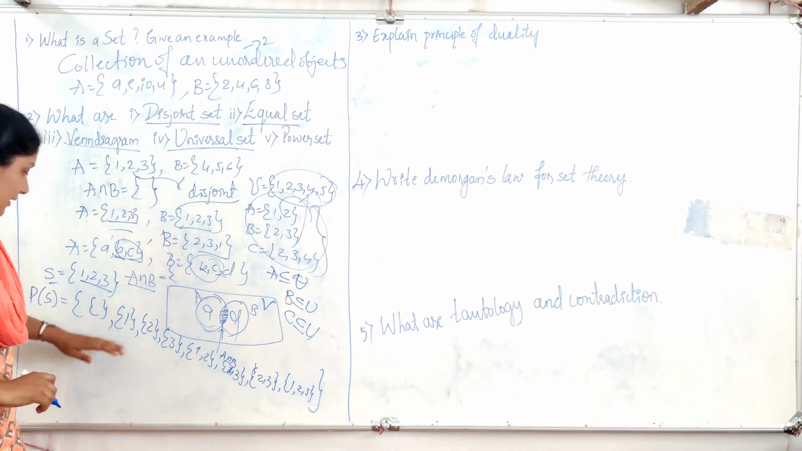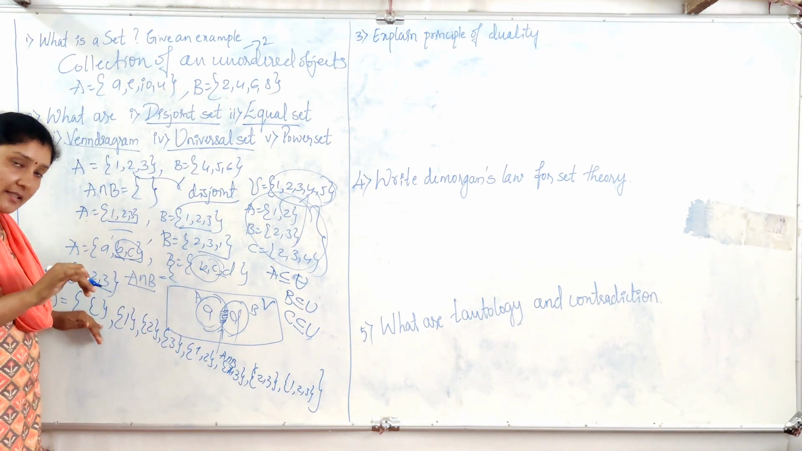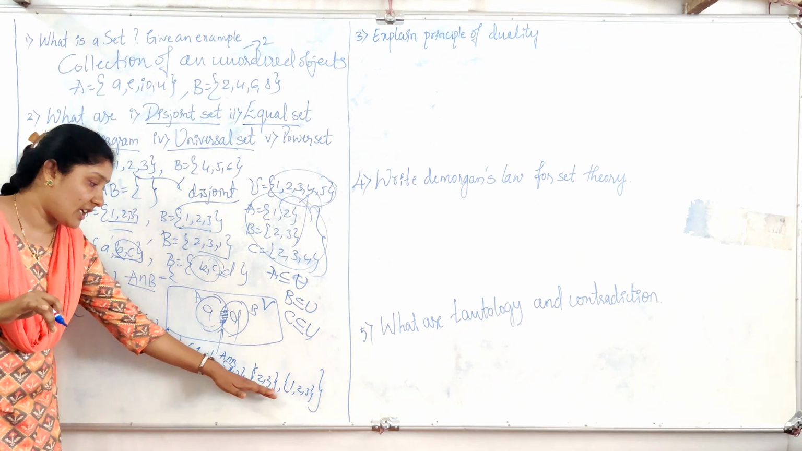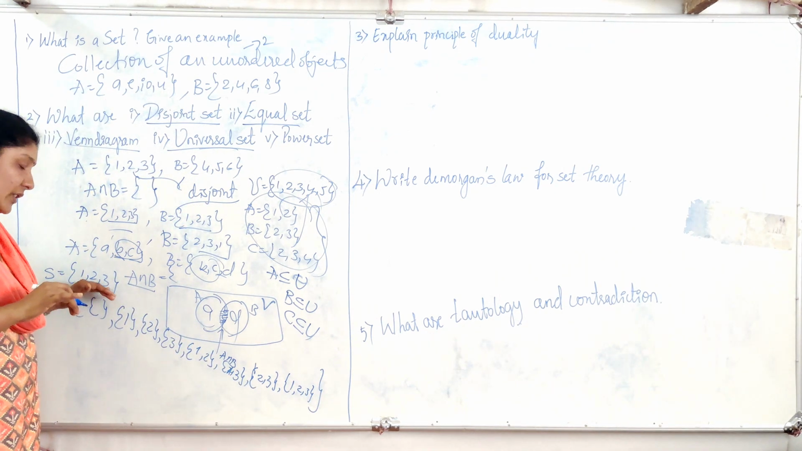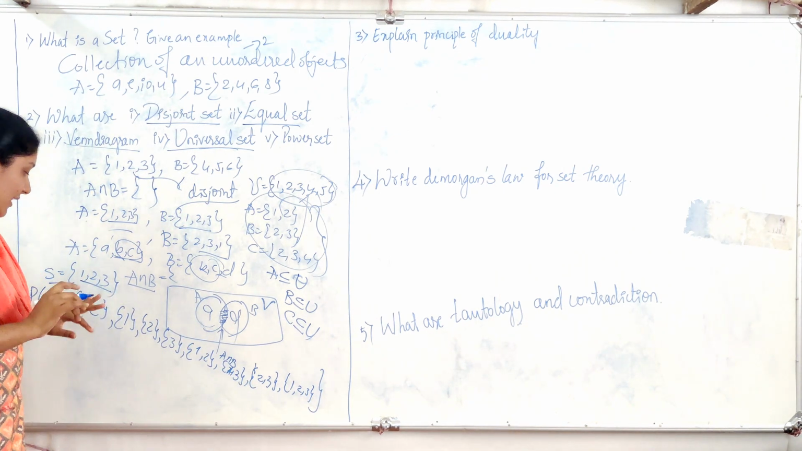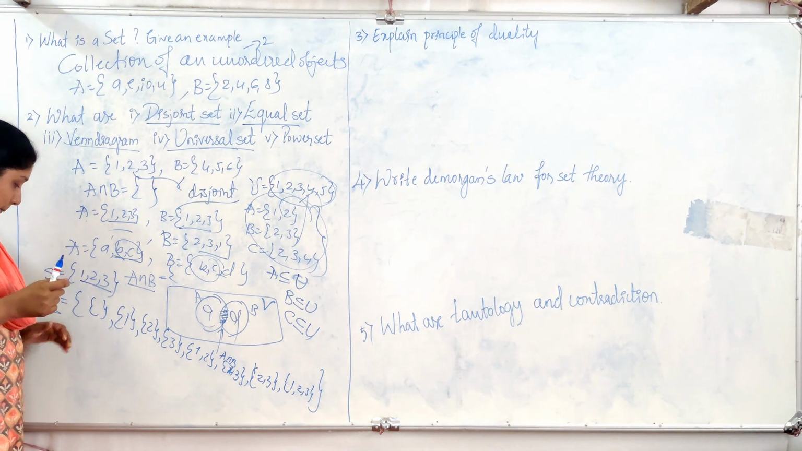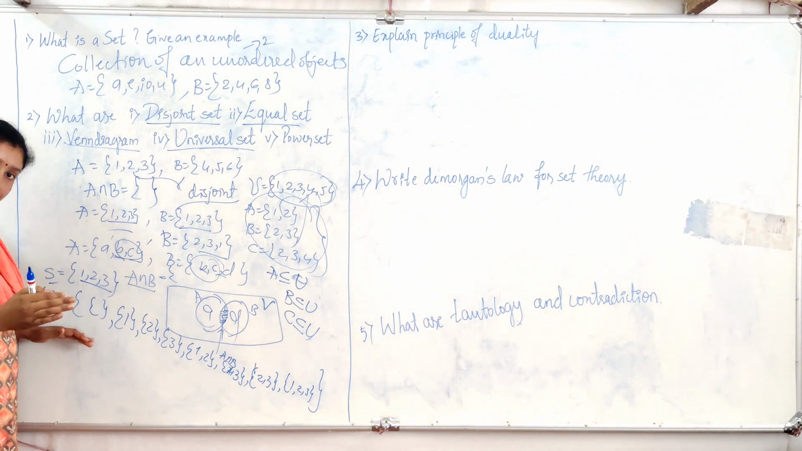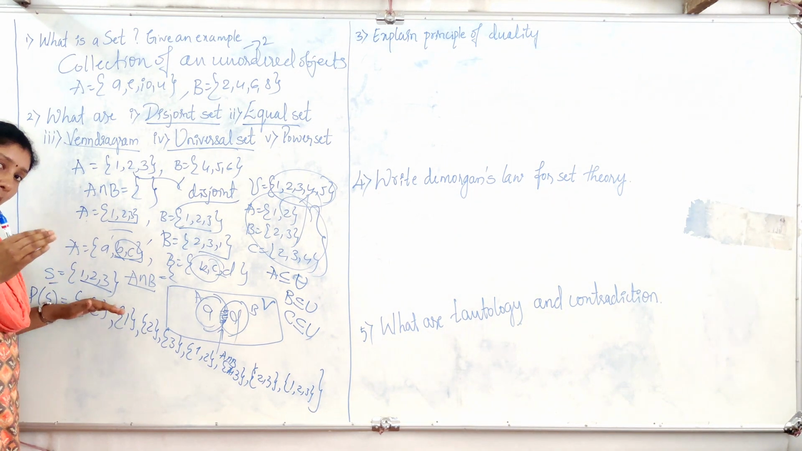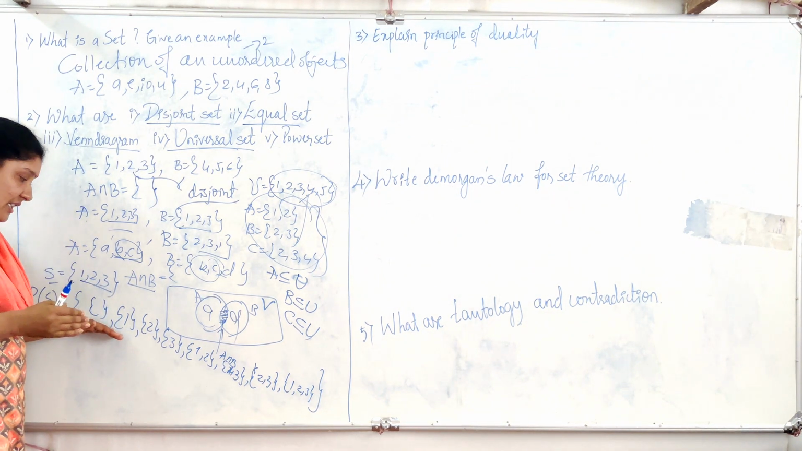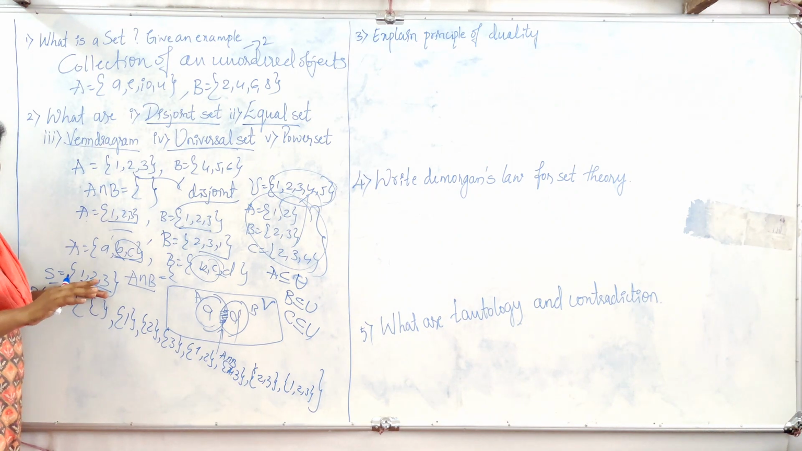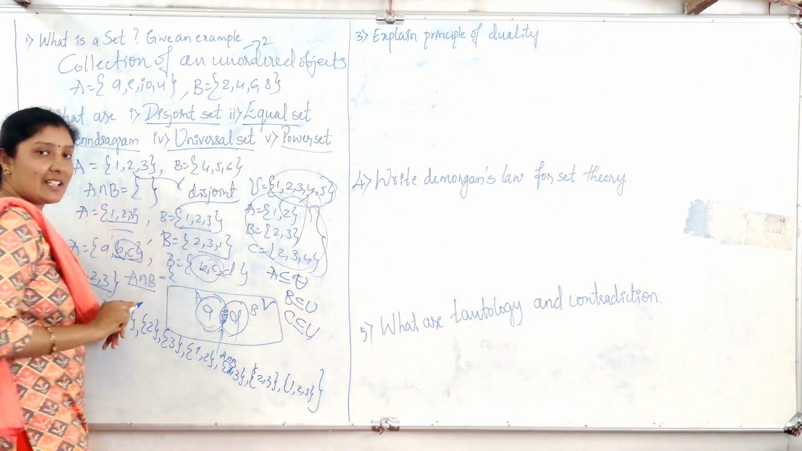So what I have written here, including the null set, all these sets are nothing but the power set of set S. Okay, subsets. So the meaning of power set is nothing but a set which includes all the possible subsets of a set S. That is called a power set.